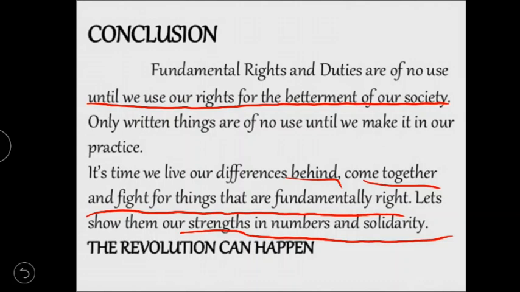Understood? So that was all about the fundamental duties, where I also tried to interconnect fundamental rights with fundamental duties. Okay. So thank you very much. Have a nice day.